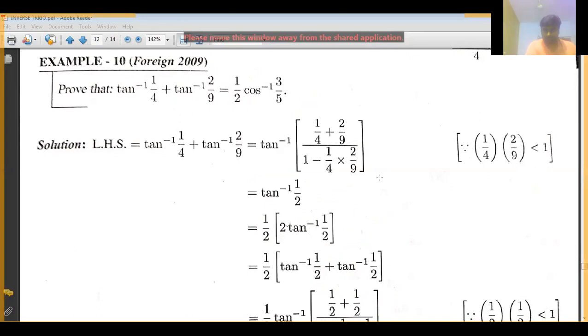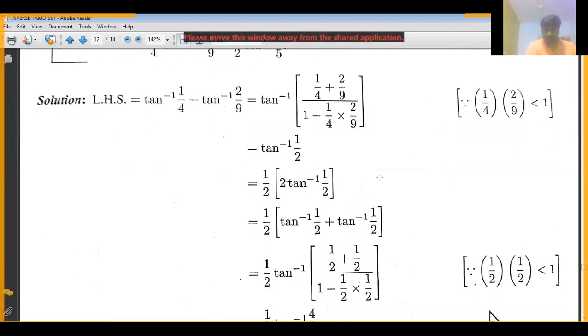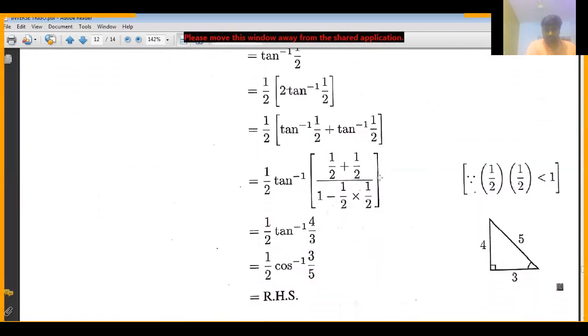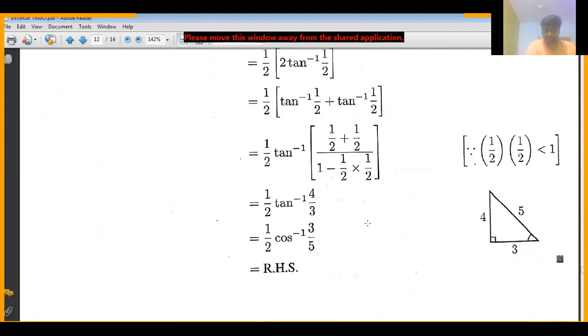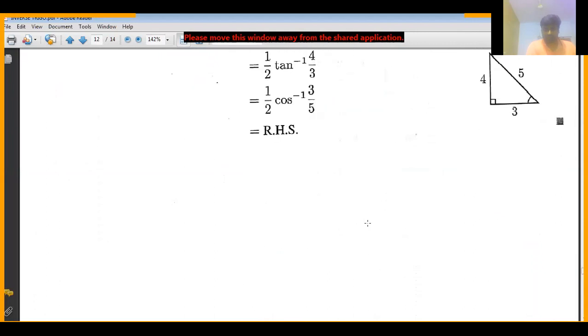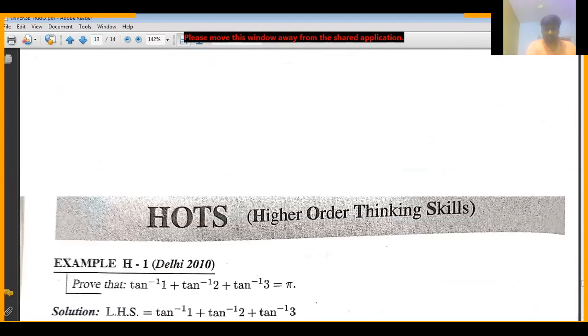Now have a look at that. So tan inverse of 4 by 3. From that, cos inverse of 3 by 5. He is converting again. Anyway, we can solve, not a problem. I told the direct way, right? So now, last two problems in this.